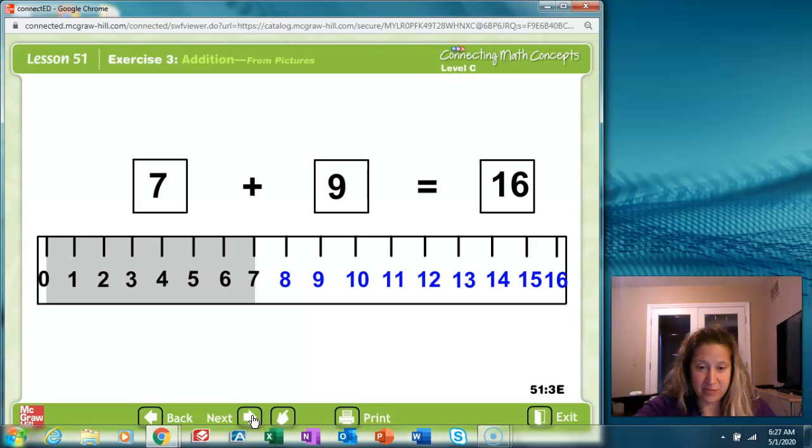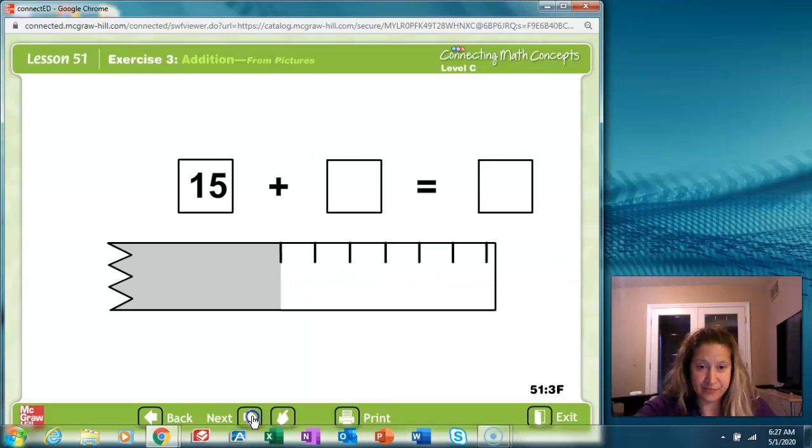Oh, sorry, here's the ending. Okay, so for this problem here, it doesn't give us the inches by the 15, but it lets us know that the shaded area is 15 inches long. So then you need to figure out how many inches long is the unshaded part. So go ahead and count.